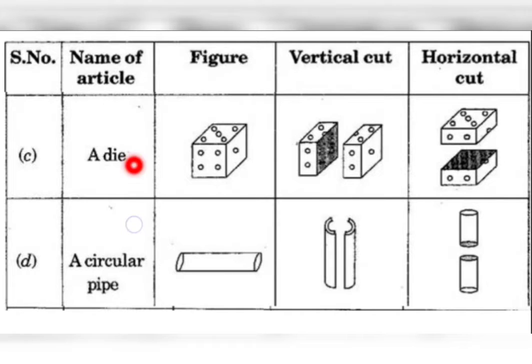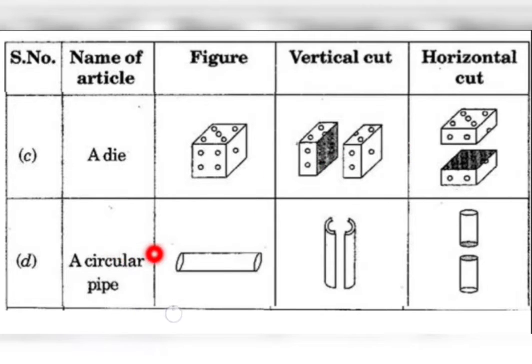This is a die, the thing which I have drawn just now for you. In the last video I showed you how the die is drawn, right? So this is a die, a dice. A vertical cut means from up to down. So here it has been a vertical cut, and when you cut it from left to right or right to left, this will be a horizontal cut.